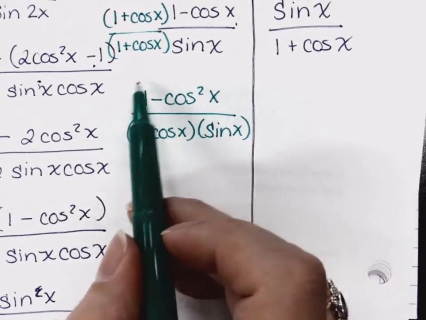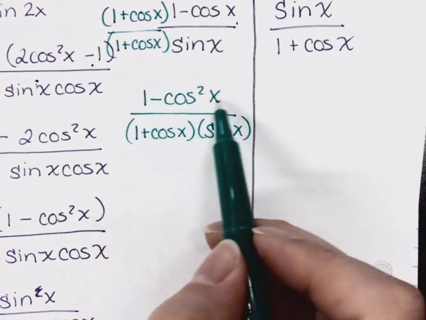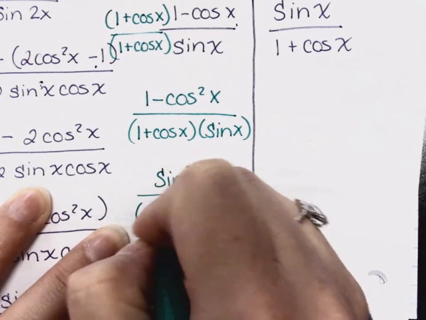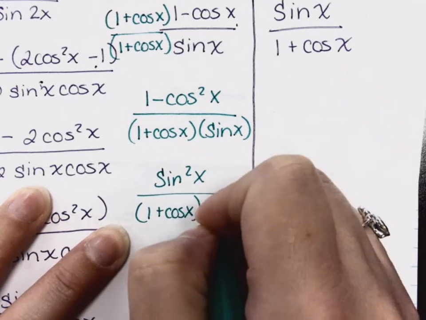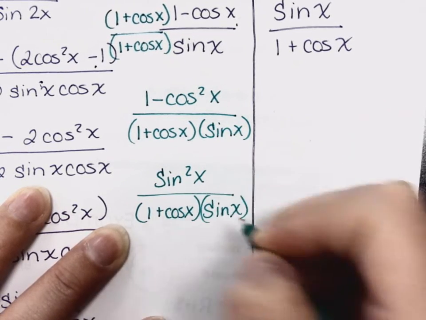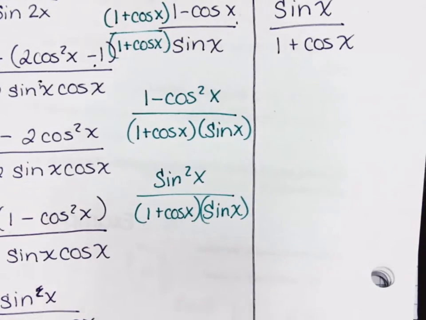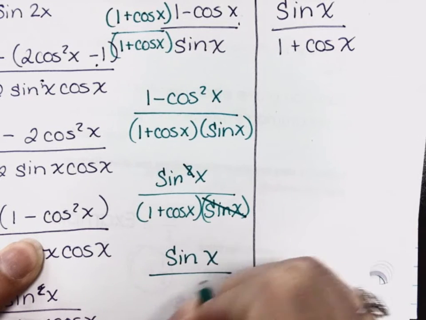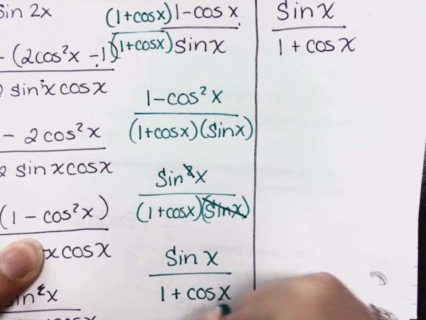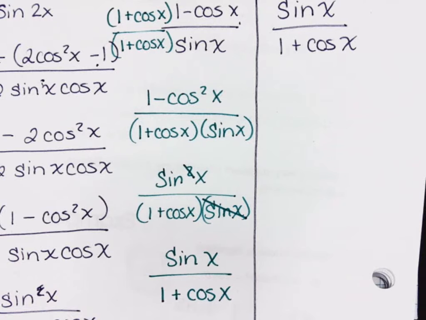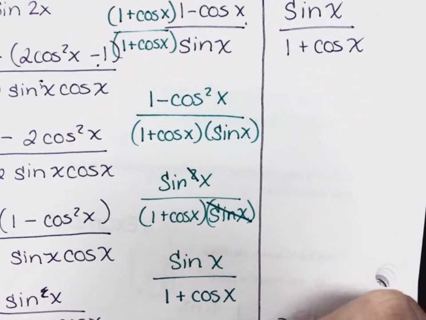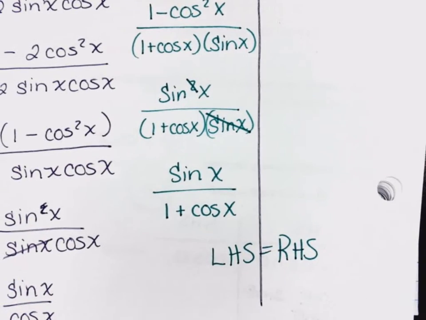All right. Now what can I do with this? Pythagorean them up. Okay, cancel out my signs. Wow. Done. So left-hand side equals right-hand side.